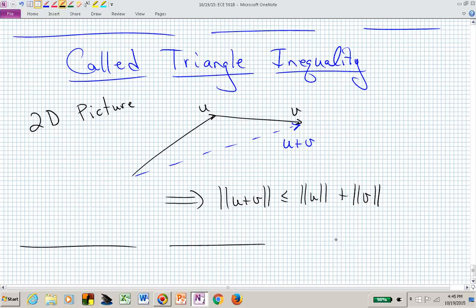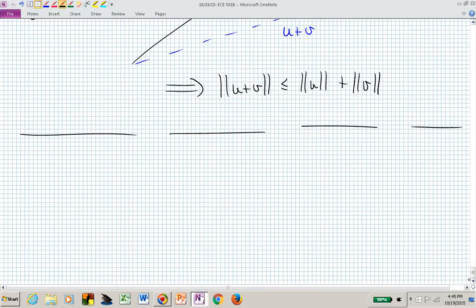And that might be one way that you try to remember this relationship when we're talking about summing the norms of 2 vectors. We know that the sum of the lengths is greater than or equal to the norm, or the length, of the sum of those 2 pieces. Here's one that maybe you haven't seen before.